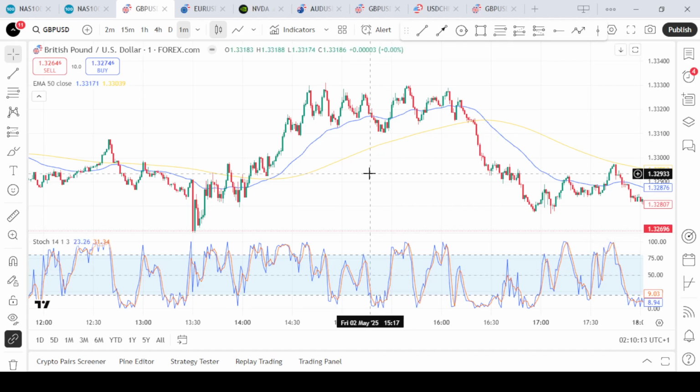And in today's video, we're going to be talking about a simple scalping strategy that can help you take advantage of quick price movement in the Forex market. Whether you're a beginner looking for an easy to follow approach or an experienced trader seeking to refine your technique, this strategy is designed to deliver consistent results.